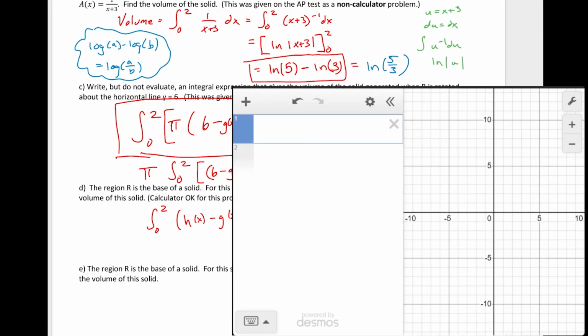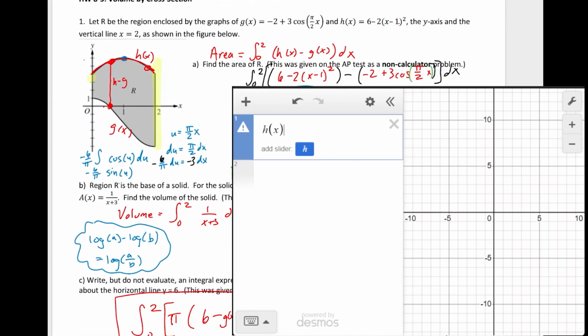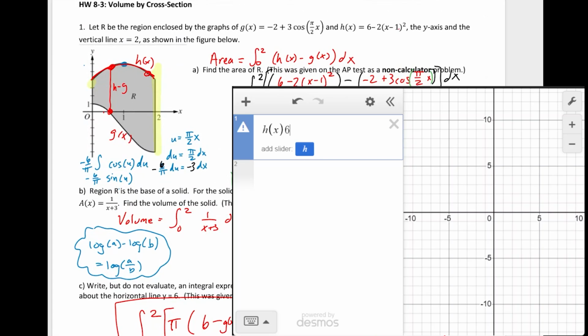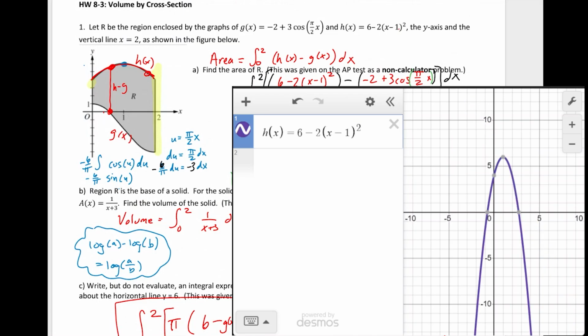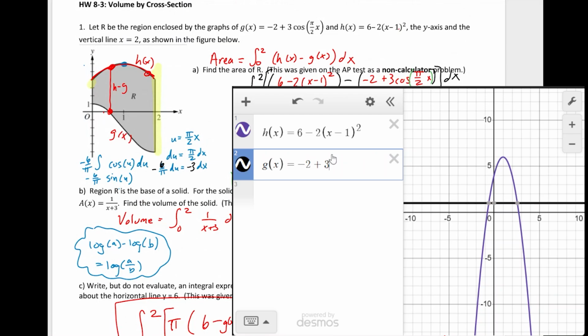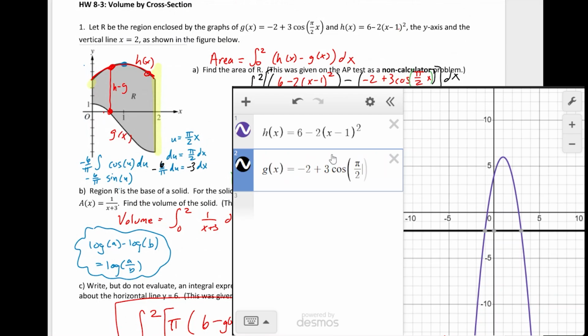Okay, we've got Desmos up here. First, let's type in what h of x is. And let's scroll down so I get actually the function there. It's going to be 6 minus 2 times x minus 1 squared. And g of x is negative 2 plus 3 cosine of pi over 2x.